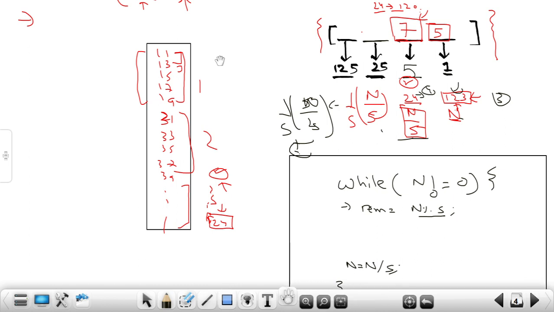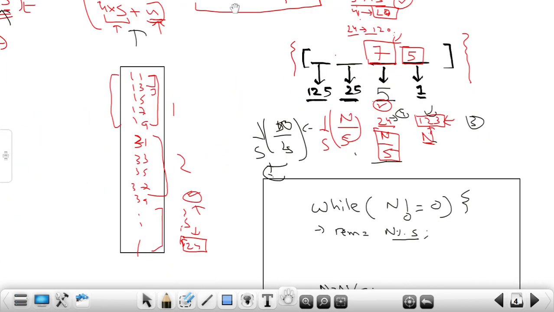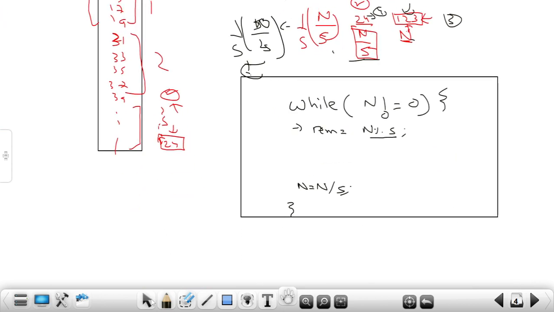What does it mean? Let's say our remainder is 4. Let's say for this our remainder was 3, so we are just looking at the third value. And for this the remainder was 4, so we are looking at the fourth value. Fine. So what we can do is just look for the value. The value is going to be the value at remainder, right? Fine.